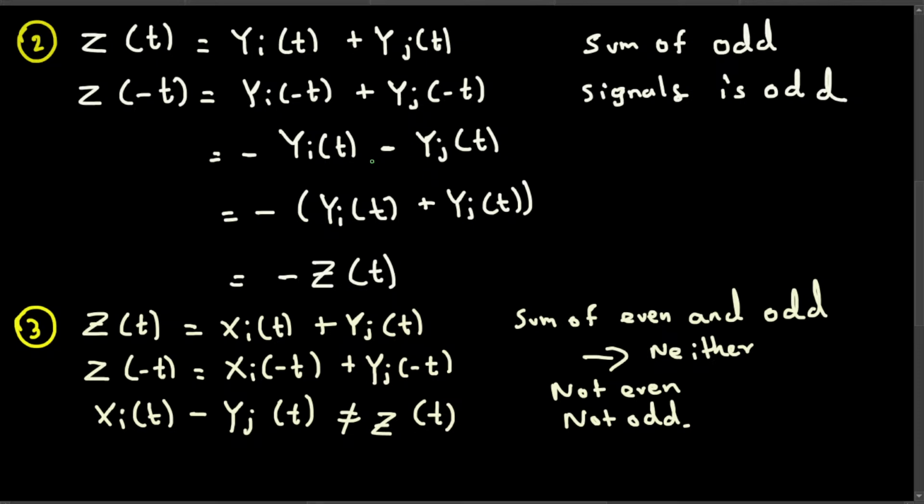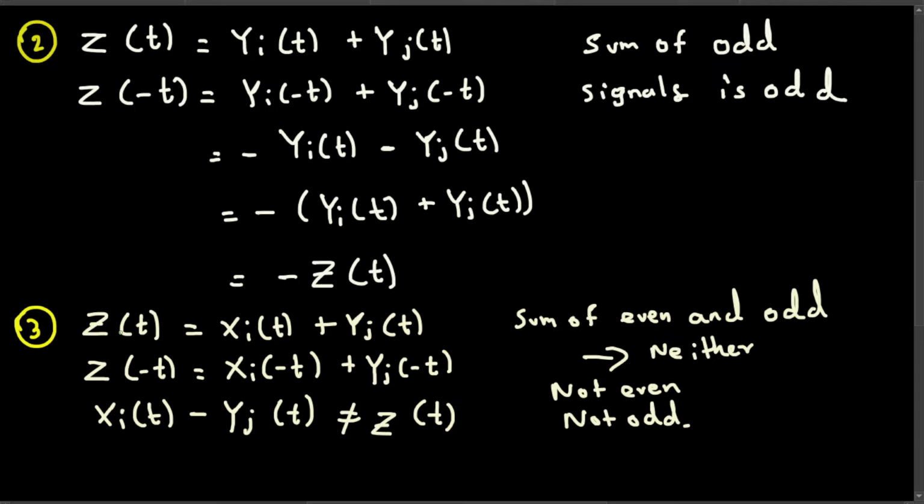So here we are just adding, and you can take the minus common. Then there is yi of t plus yj of t, and you can see this whole thing is equal to z of t, because that's the one we had before. So instead of this, you can substitute minus z of t. This is the odd signal property, because when you substitute negative t and you get minus z of t, that's an odd signal. If you substitute and get the original z of t, that's even. So this is an odd signal. So the sum of odd signals is odd.